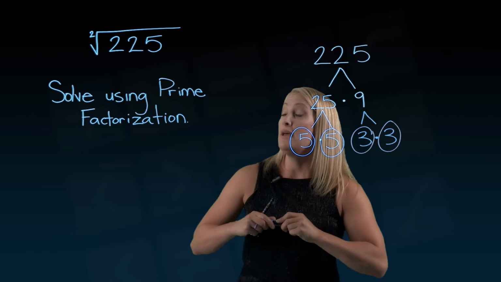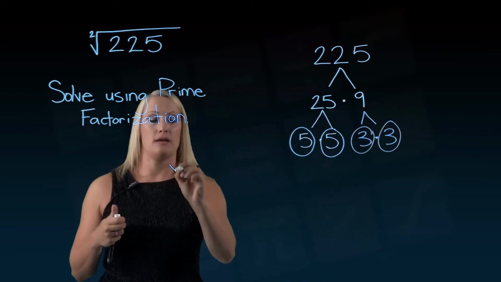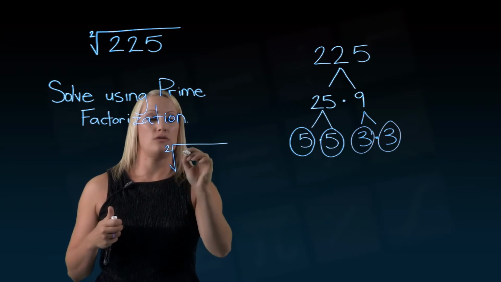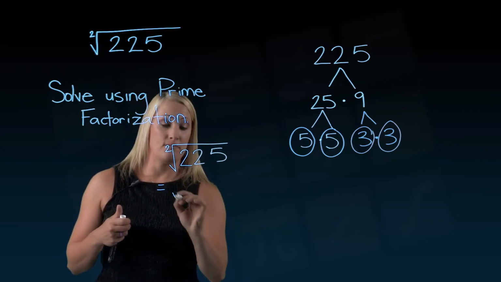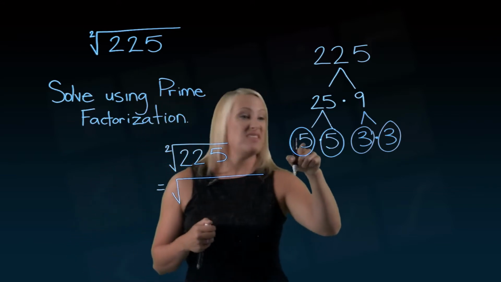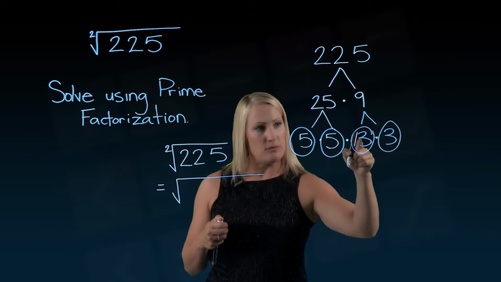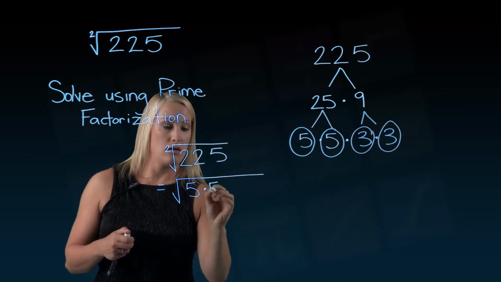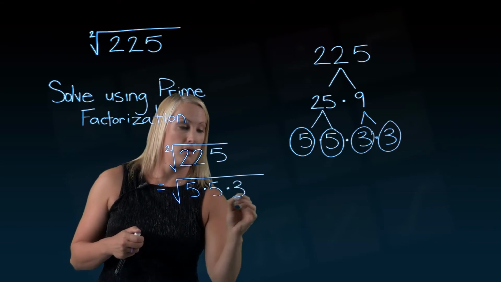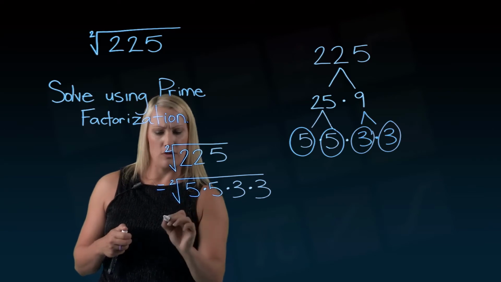So what I'm going to do is go back to this original question. I'm going to take the square root of 225, and I'm going to rewrite it as these prime numbers multiplied together: 5 times 5 times 3 times 3. And remember, that's a square root out there.